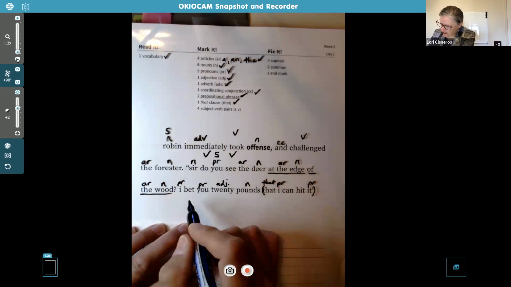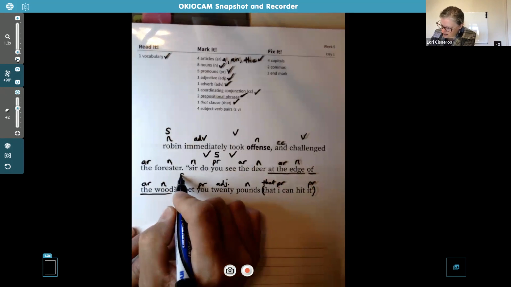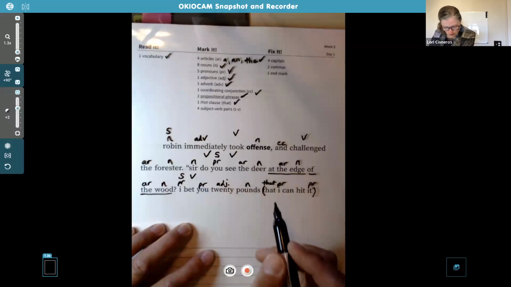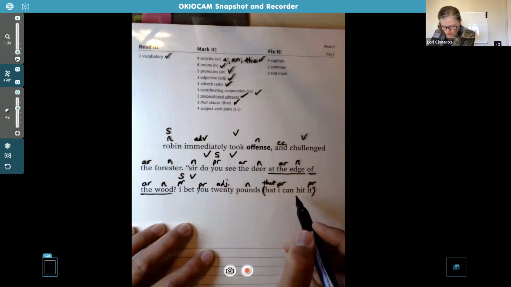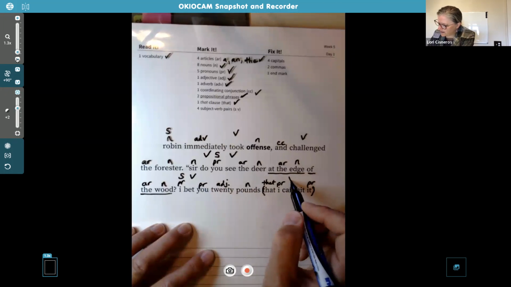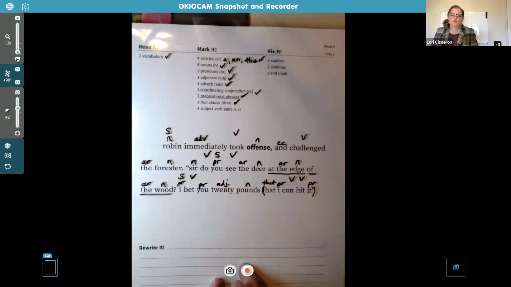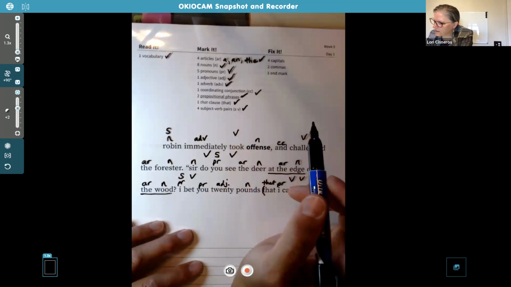Okay? And the last sentence, the subject is I, bet is the verb. And we're not done yet. Here we have can hit. Can hit. And can is one of those helping verbs. So those are in there too. Whew. These are getting crazy.